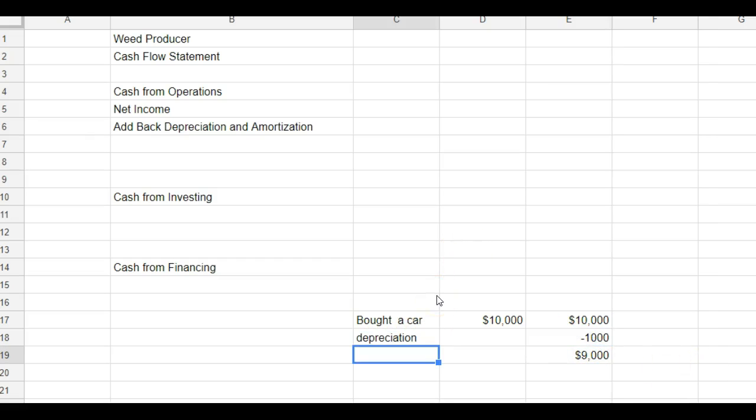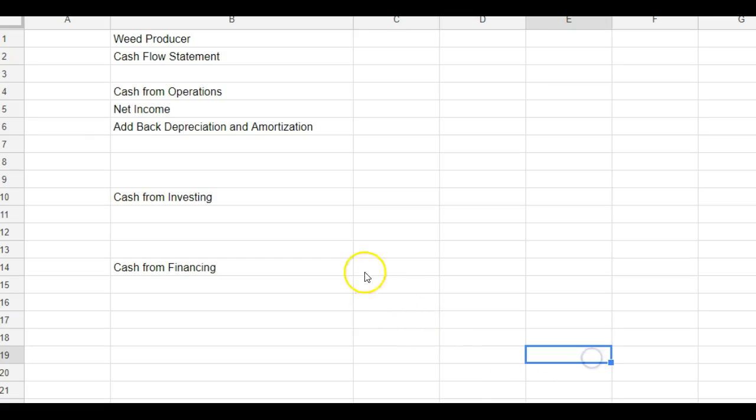Depreciation. I can take that off on my balance sheet. We're going to do that in a moment. I can take that off my income statement. I don't have to pay taxes on it. It's a loss. You lost money on the car, it went down in value. Non-cash charge. So you add back all your non-cash charges.